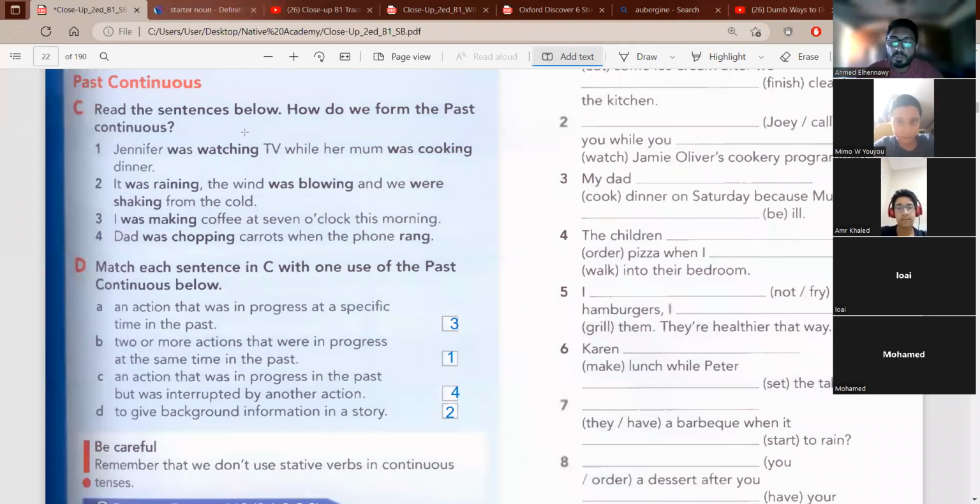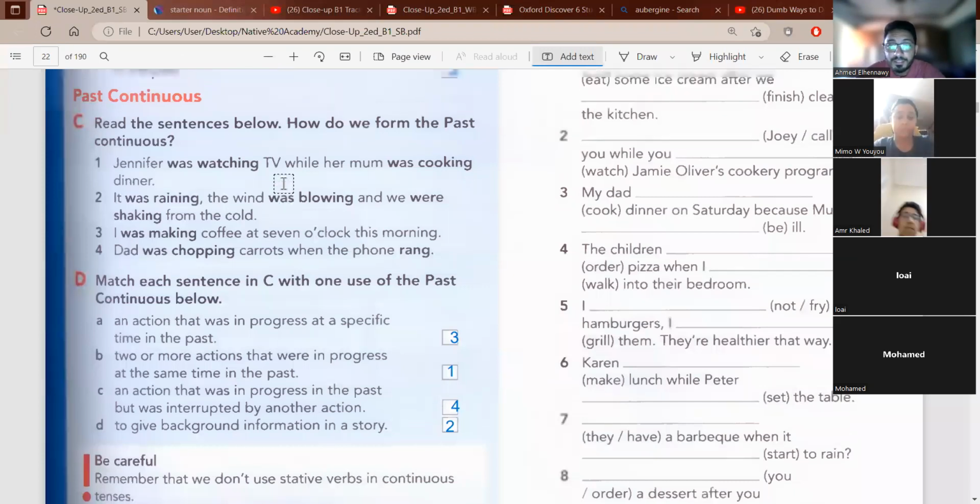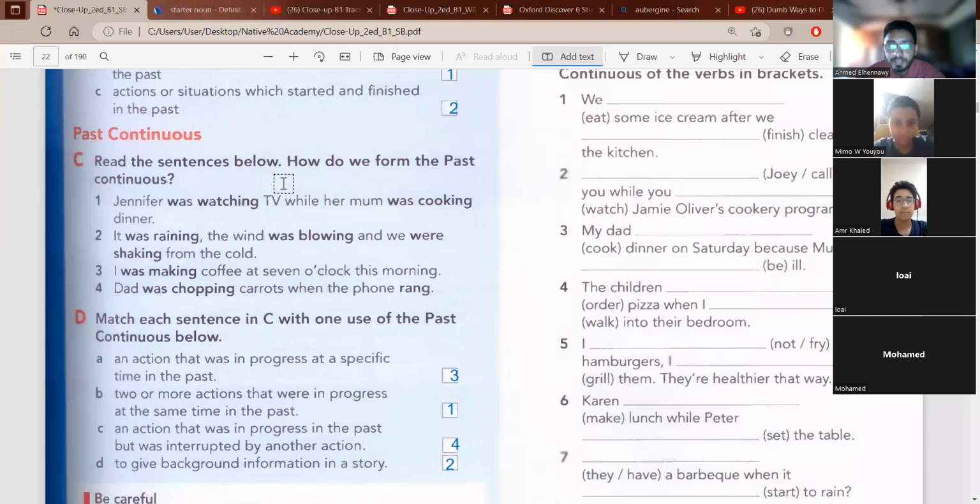Who knows, guys, who can tell me what is the meaning of stative verb? Stative verb? We have learned about the stative verb in Unit 1, maybe 4 sessions ago. Just a minute, I'm going to remember. Okay, guys, try to remember: what's the meaning of stative verb?